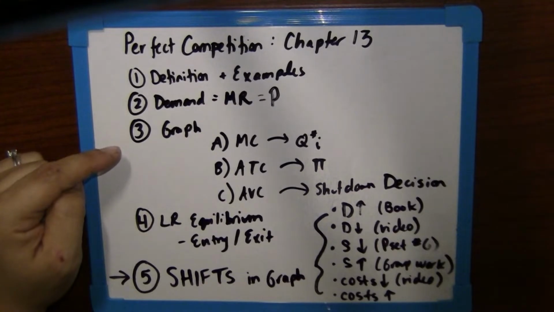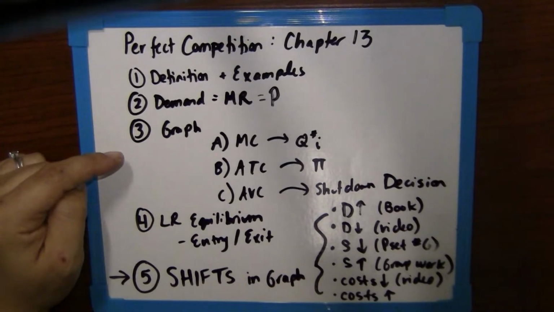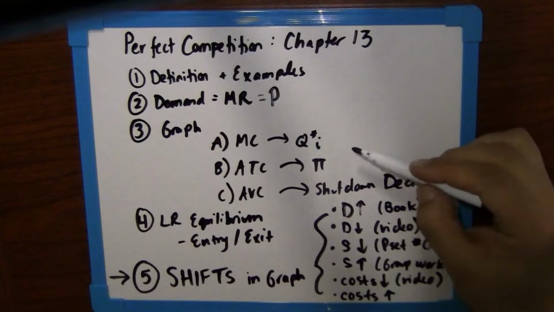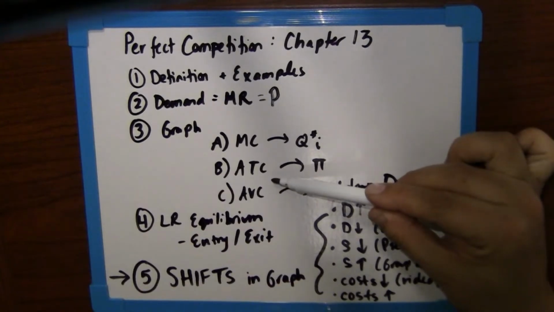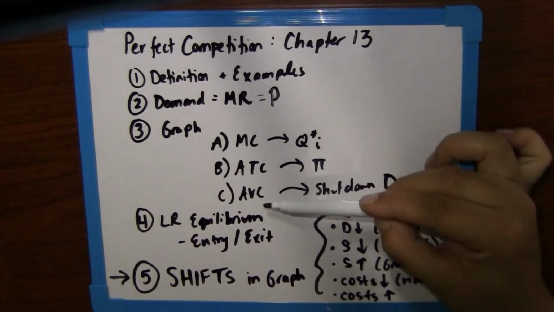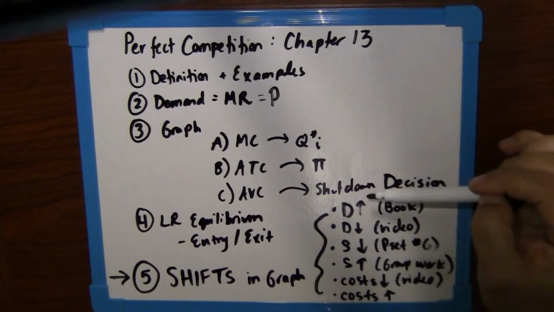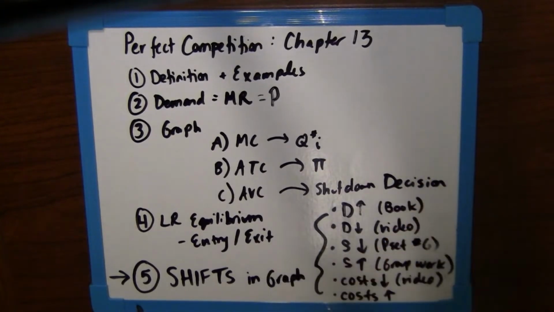And then introducing the graph. Talking about the two panels, using marginal cost to derive the optimal individual quantity, and using average total cost to derive profit, average variable cost to discuss the shutdown decision. We're going to be starting from long-run equilibrium. So assuming that the market is perfectly competitive, the average person is not making any profit, and then seeing what happens when something shakes things up.